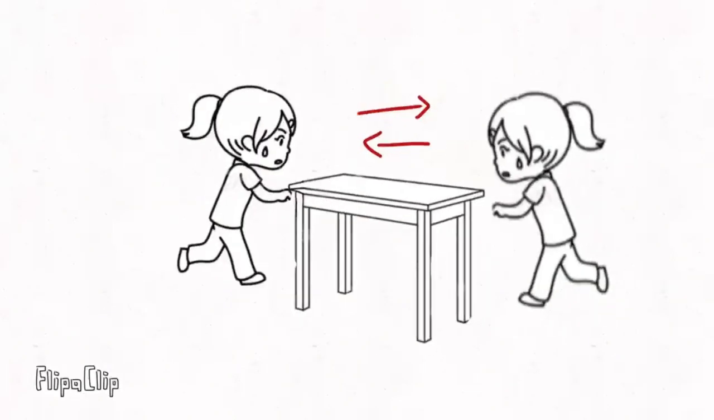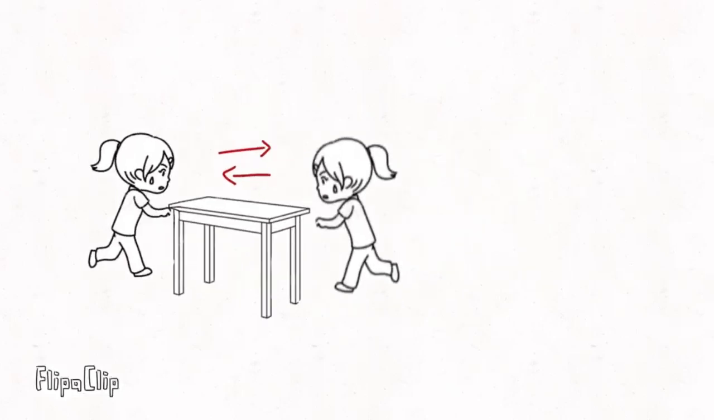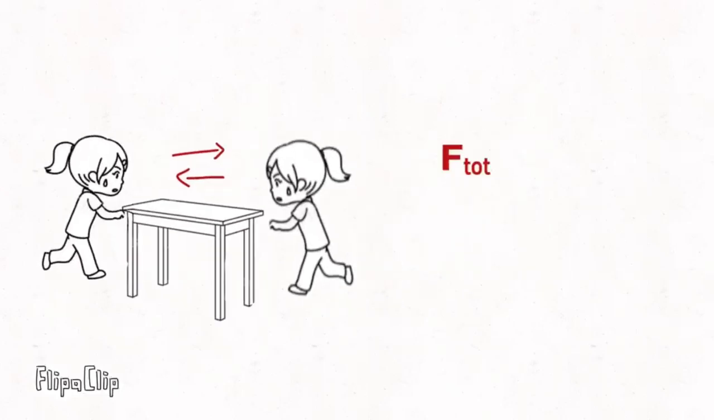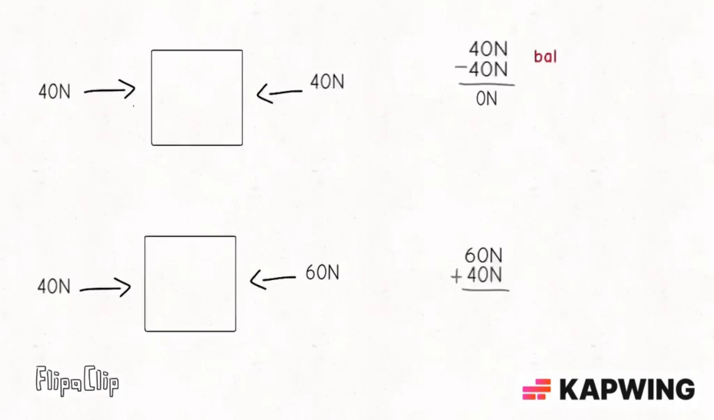Now, when you push it from two opposite sides, it becomes more difficult to move the object. So, when forces are applied in the opposite direction, the net force is the difference between the two forces. Since these are opposite forces, we subtract the forces. So, 40 minus 40 would be 0, a net force known as balanced force. And as for this one, the forces are not equal. So, when you subtract 60 from 80, you get 20, known as unbalanced forces.